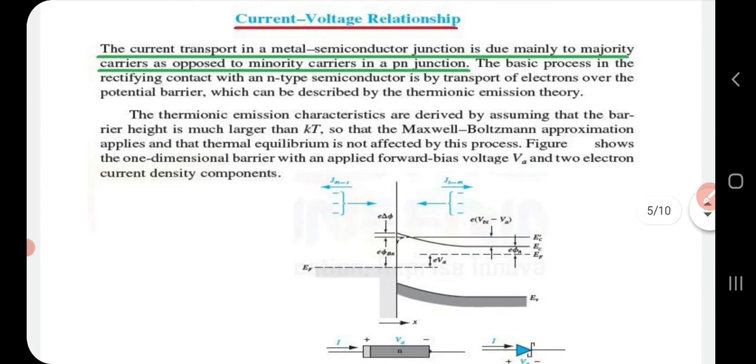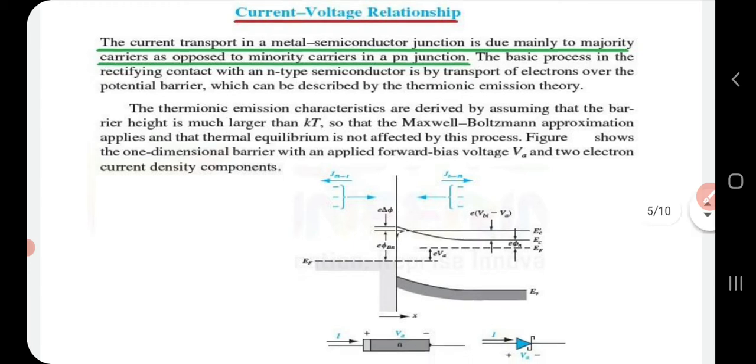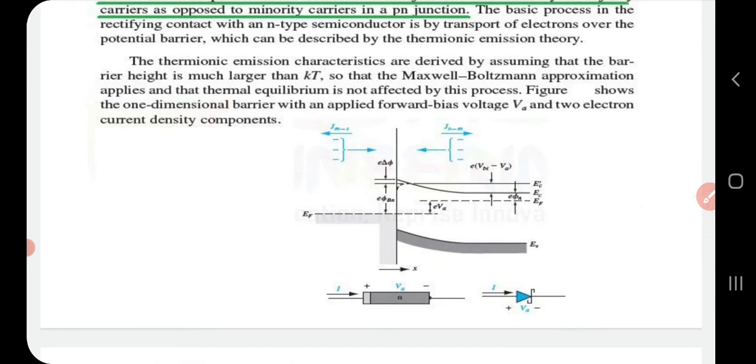Now the next section is the current-voltage relationship. The current transport in a metal-semiconductor junction is mainly due to majority carriers. Especially in a rectifying contact with an n-type semiconductor, the current transport mechanism is that of electrons over the potential barrier, which is mainly explained by thermionic emission theory. To derive the thermionic emission characteristics, we assume that the barrier height is larger than kT, so we use the Maxwell-Boltzmann approximation for that purpose.